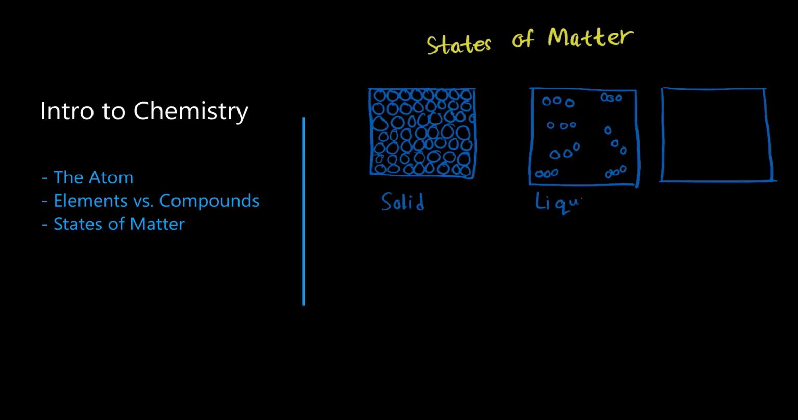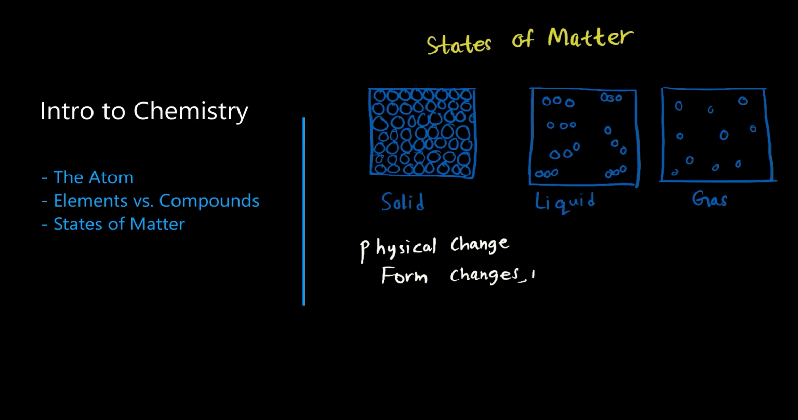The transition between these states is a physical change. A physical change alters the form of a substance, but not its chemical identity. Melting ice is a physical change. The H2O molecules are still H2O molecules. They're just arranged differently. Other physical changes include dissolving sugar in water or crushing a can.